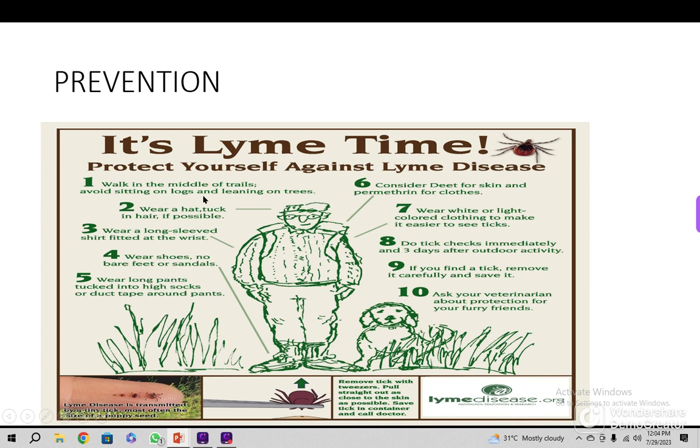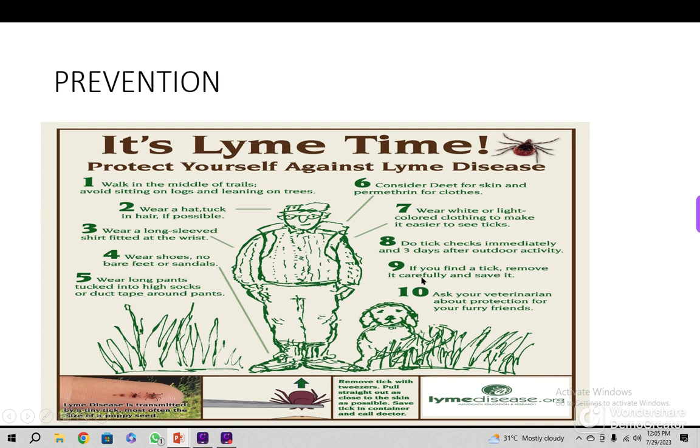Because I served in the army also. And this type of dress we actually use in areas where the possibilities of snakes are high. Consider DEET on the skin and permethrin repellents if possible. Wear white or light colored clothing to make it easier to see ticks on your clothes. Do tick checks immediately after outdoor activity, not after 3 days.